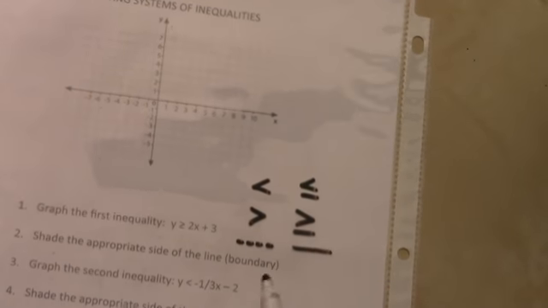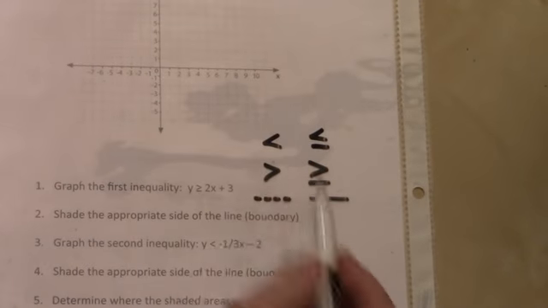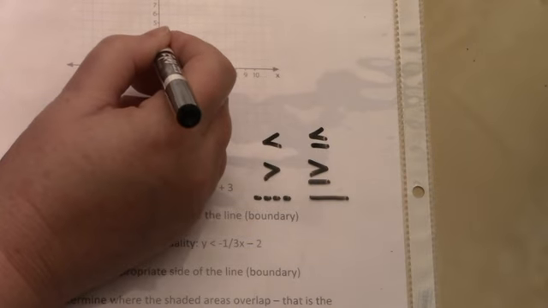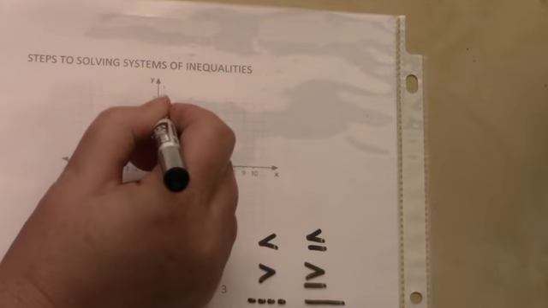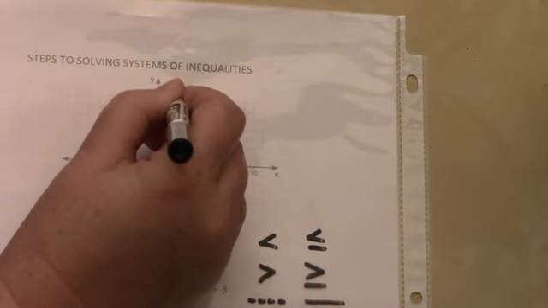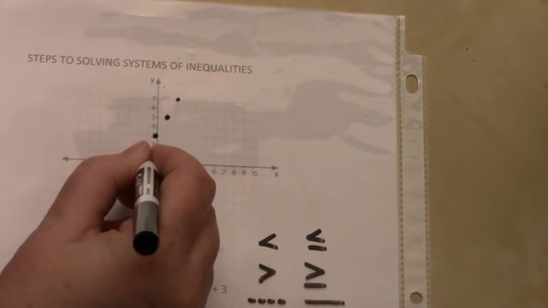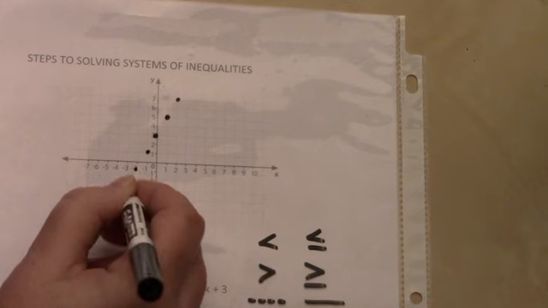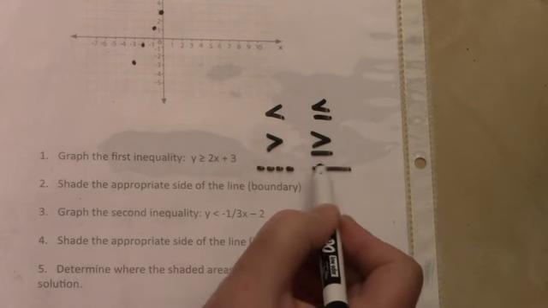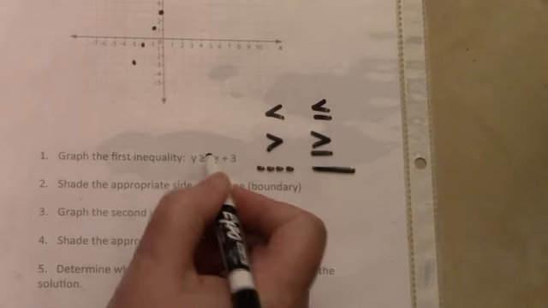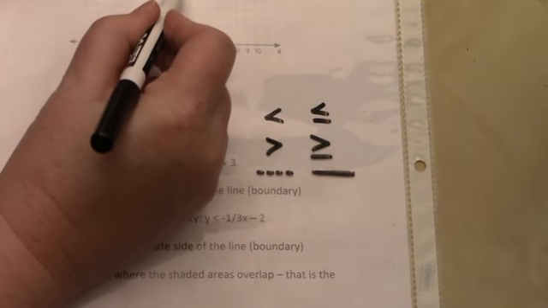So let's just go back. I neglected to put that in your notes. So let's go back and start again, talk through this. We're starting at 3. We find our slope is 2. So that's up 2 over 1, up 2 over 1. Now, when I draw this line, I have to check. Because it's equal to, that means it's going to be a solid line. If the line is there, it means I'm going to make this a solid line.